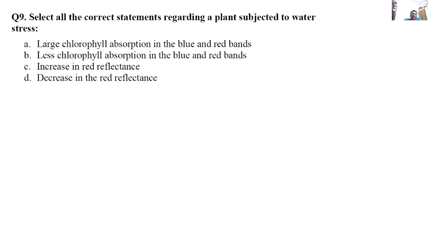Then select all the correct statements regarding a plant subjected to water stress. A. The large chlorophyll absorption in blue and red bands. B. Less chlorophyll absorption in the blue and red bands. C. Increase in red reflectance. D. Decrease in the red reflectance. So, plants are related to water stress. If there is stressed vegetation, then I already discussed that there would be an increase in the red reflectance, and there would be less chlorophyll absorption in the blue and red bands. I already discussed these things in detail a bit earlier.